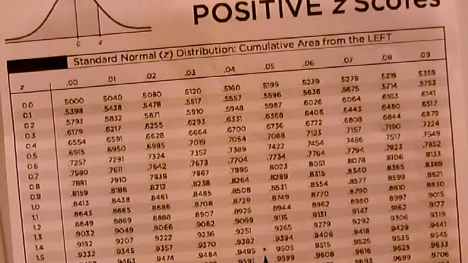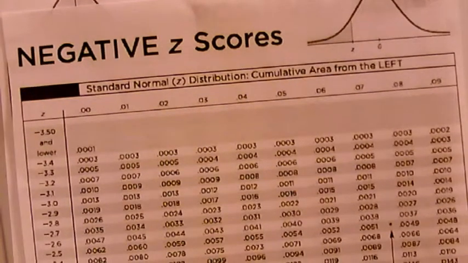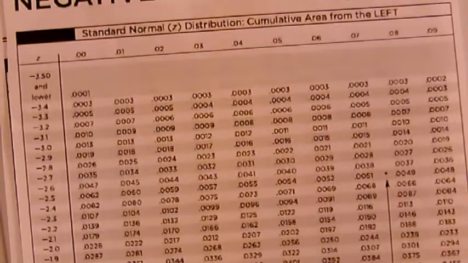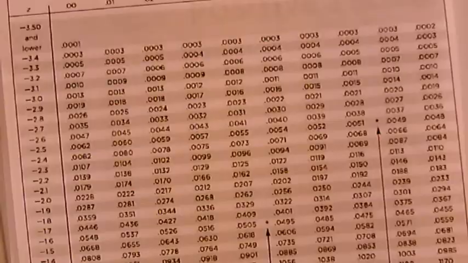Okay, if we use this table, this one's for positive z-scores, by the way, and the next one I'm going to show you is for negative z-scores.